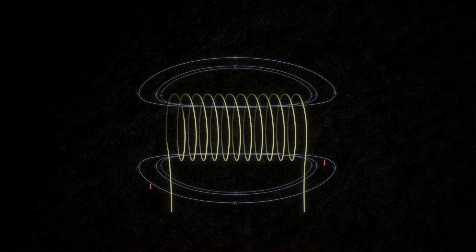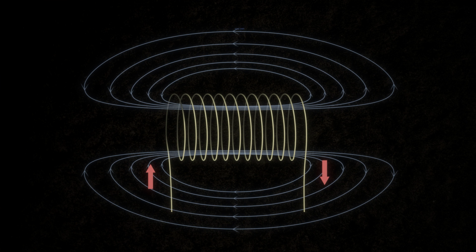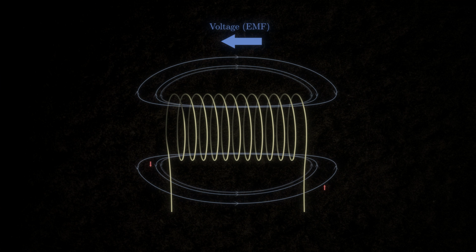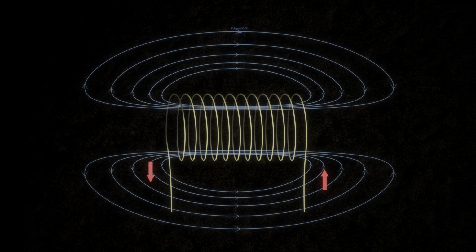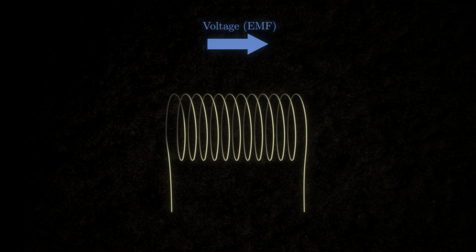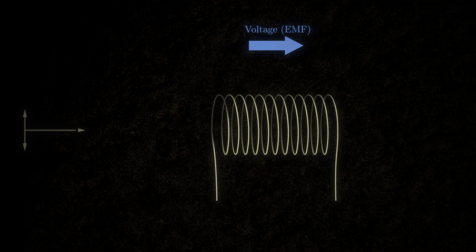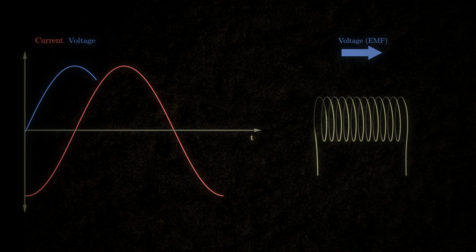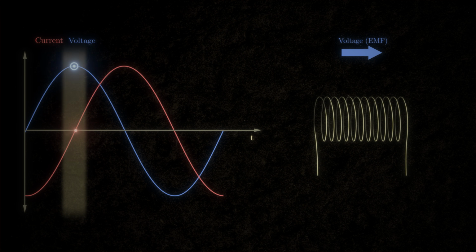A changing magnetic field induces a voltage that opposes any change in the current. And the faster you try to change that current, the more voltage pushes back. When the current is at zero, the slope of the curve is at its steepest. So the current is changing the fastest. Therefore, the voltage is at its peak.